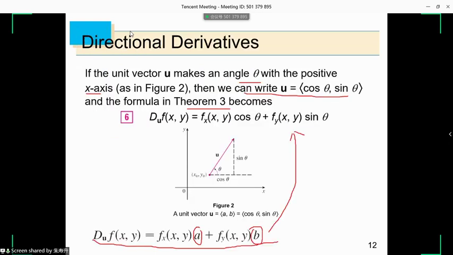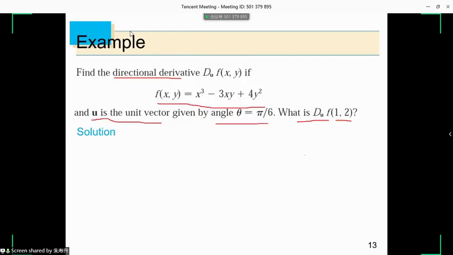With this formula, we have to find the partial derivatives fx and fy, and we also need to use cosine theta and sine theta. So please use this formula to get the directional derivative at the point (1, 2). Okay. So please do it by yourself.